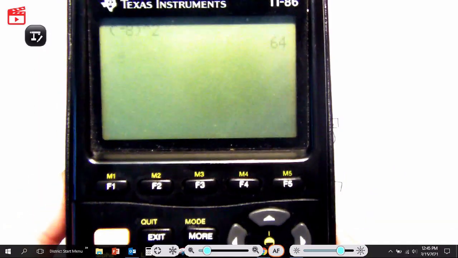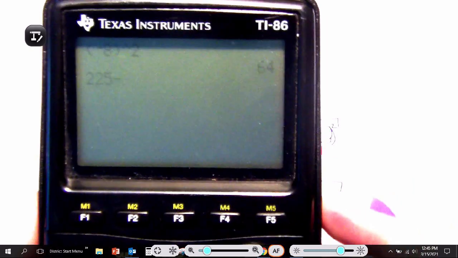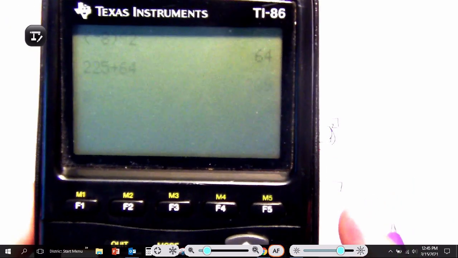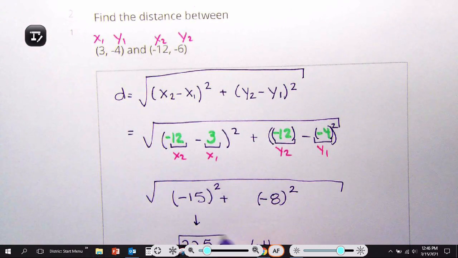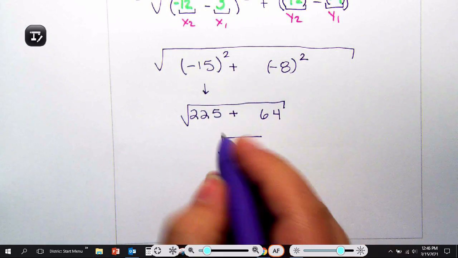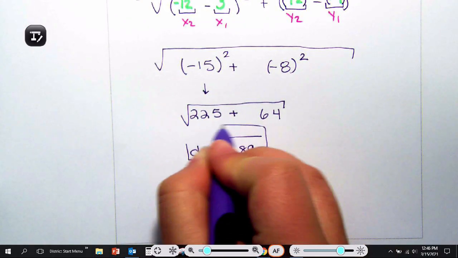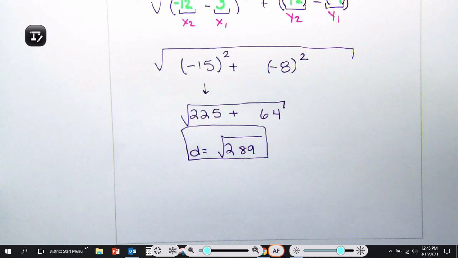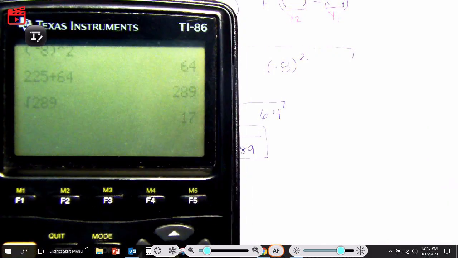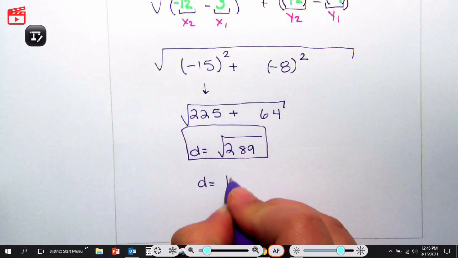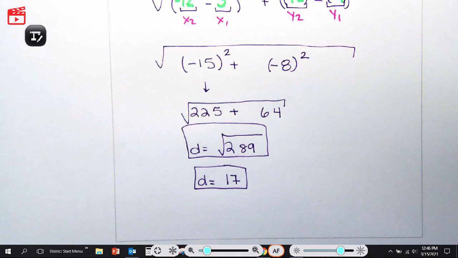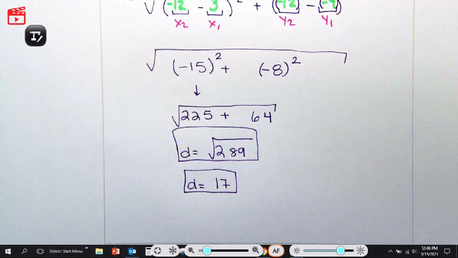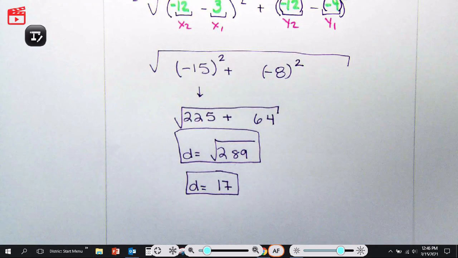So I have 225 plus, ooh, that's a minus. Let me do a plus, 64. And that gives me 289. Again, all of this is still under the square root because that's the last step. So this is our exact answer. Let's see what the square root of 289 is. And that gives us a really pretty number, 17. So my exact distance is 17. And again, if you're stuck on how to do that, there is a video on distance formula on a great resource called YouTube. Let's continue.